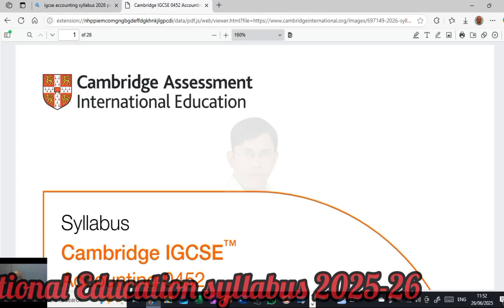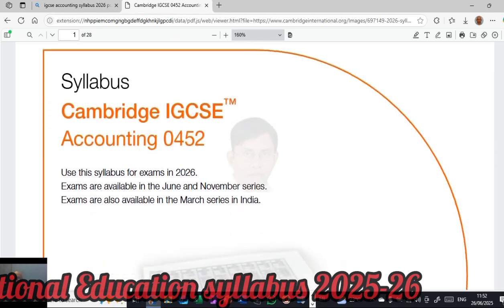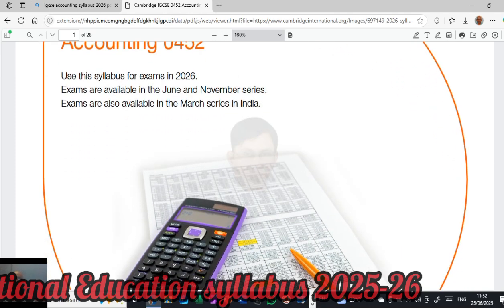So the Cambridge syllabus, Cambridge IGCSE Accounting 0452. Let's discuss, dear friends, the syllabus Cambridge Accounting, to be used for exams in 2026. Exams are available in the June and November series. Exams are also available in the March series in India. Specifically, the March series is available only in India.